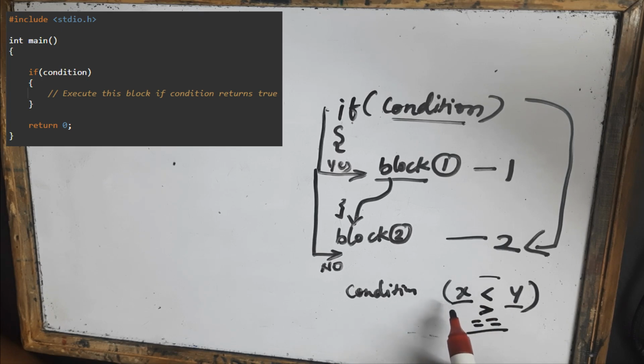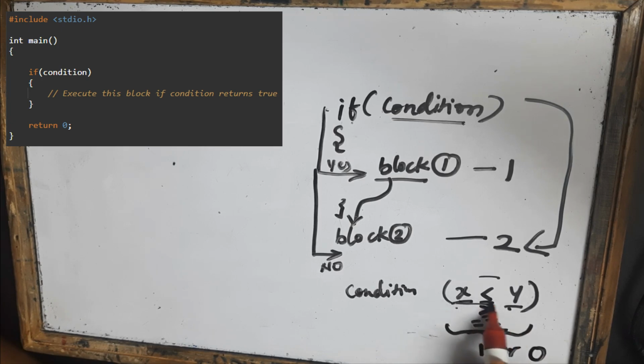You can check two operands with different operators: greater than, less than, equals. The condition can be x is less than y, x is greater than y, or x is equal to y. Based on the return value of this condition, it can be either 1 or 0. If it matches, the condition becomes true, then it returns 1, else it returns 0.